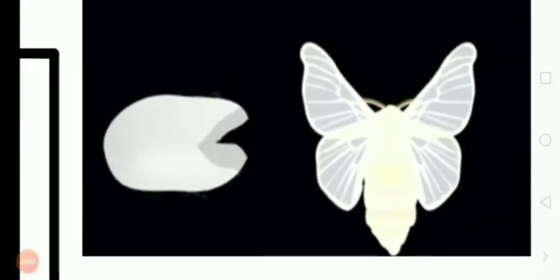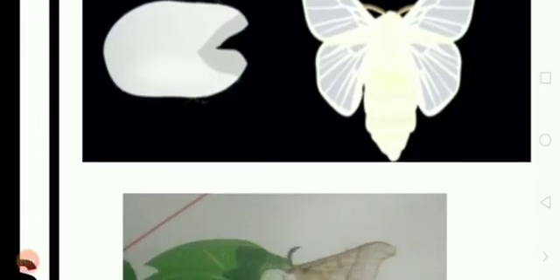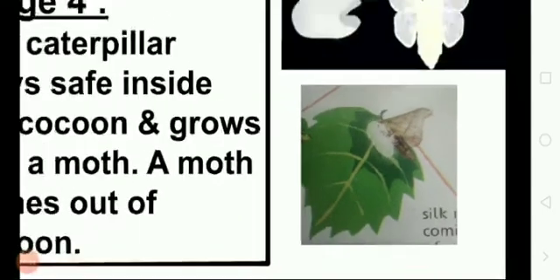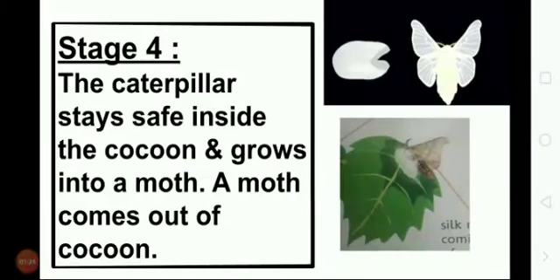You can see here a moth comes out of the white-colored cocoon. It breaks itself out, and then it comes out again in the form of a moth. You can see the colored picture as well. This is how the silkworm converts itself back into a moth, and this is the final step of the life cycle of the silkworm.